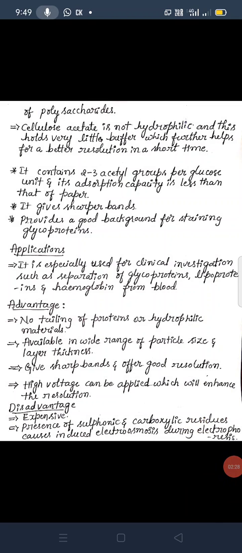Next, applications of cellulose acetate electrophoresis. It is especially used for clinical investigation, such as the separation of glycoproteins, lipoproteins and hemoglobin from blood.